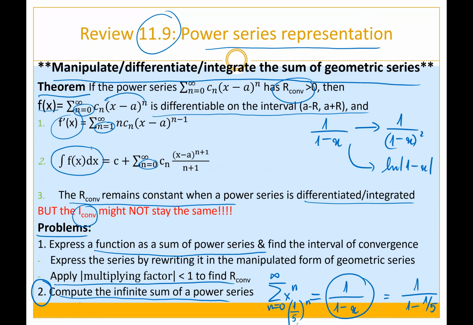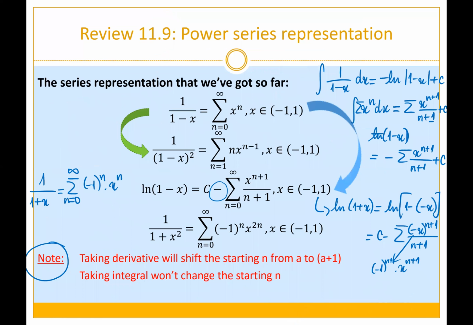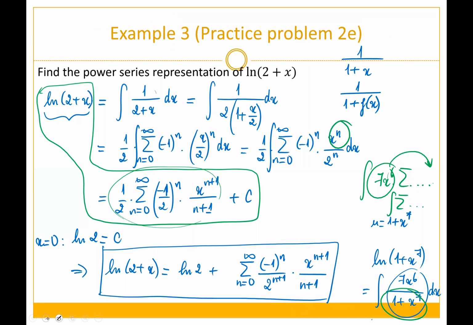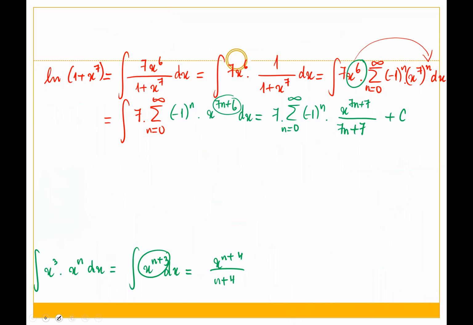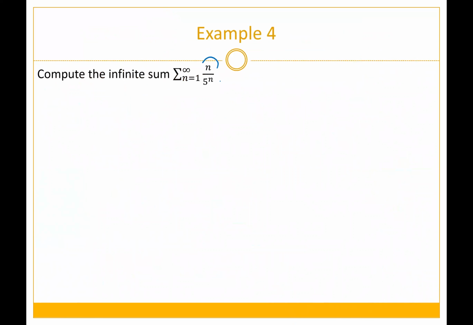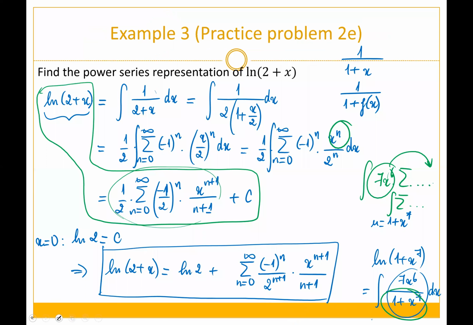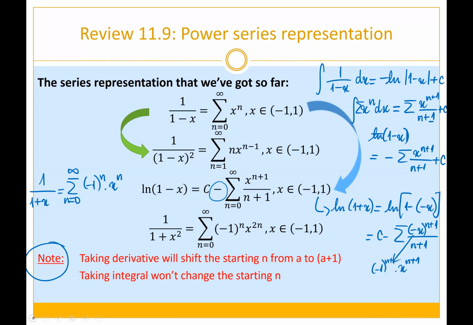So let's go to, here is the series that you already have the representation of. So we're going to apply that for the question in example 4. Here you have n multiplied over 5 to the n. And if you look at the series that we've got so far, this is the only series that we have the value of n in the series. So we're going to try to put it in that form: n multiply x to the n minus 1, and the starting point is at n equal to 1.